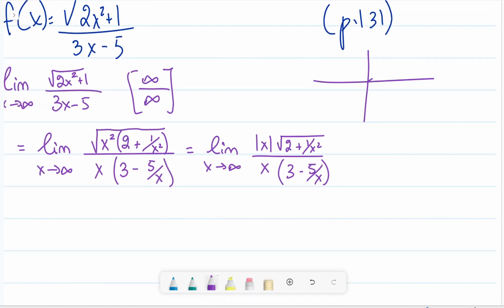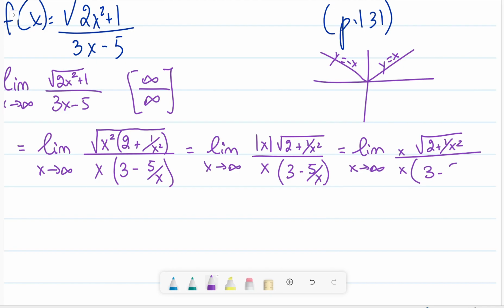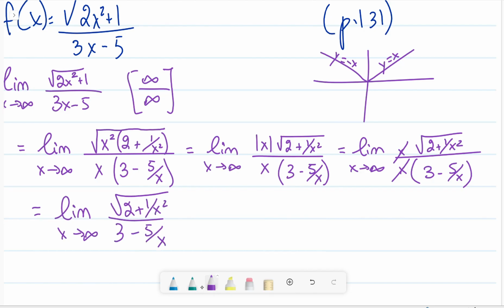Now again, a reminder that as we approach infinity, the function we are working with is y equals x. So in the numerator we can write x times square root of 2 plus 1 over x squared divided by x times 3 minus 5 over x. And now we can simplify, we can cancel out the x from the numerator and the denominator. This leaves us with 2 plus 1 over x squared under the square root in the numerator and 3 minus 5 over x. Again, reminder that 1 over x, this is a constant over infinity, same for 5 over x. So both of these approach 0.